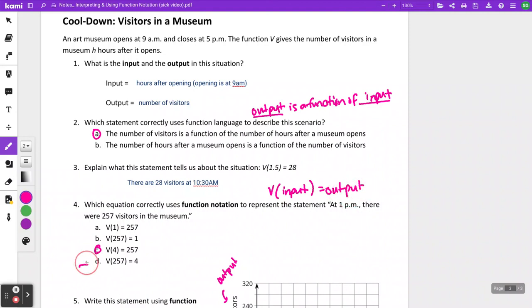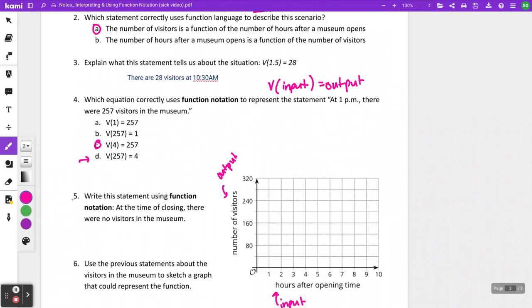If you had picked D, D is saying 257 hours after opening, there are 4 visitors. So even though it's the right numbers, it means something different if you flip around where those numbers go.